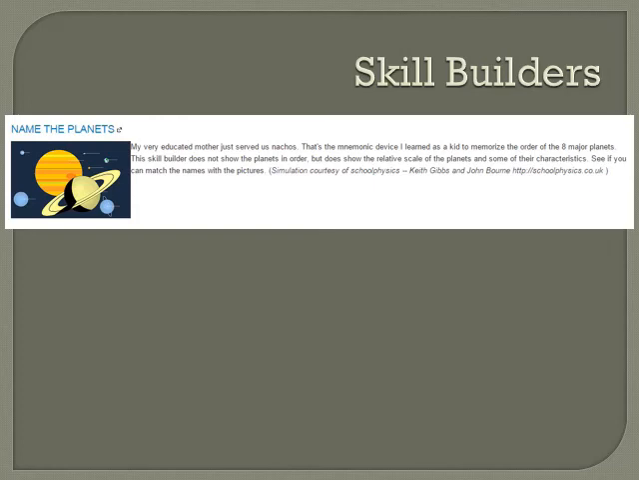So do you know the names of the planets in our solar system? There are 8. And do you know what order they appear, from closest to the sun to farthest from the sun? If you don't, swing by the skill builders and check out the Name the Planets activity. We're going to be getting some more practice about the different planets and their characteristics in the upcoming few slides.